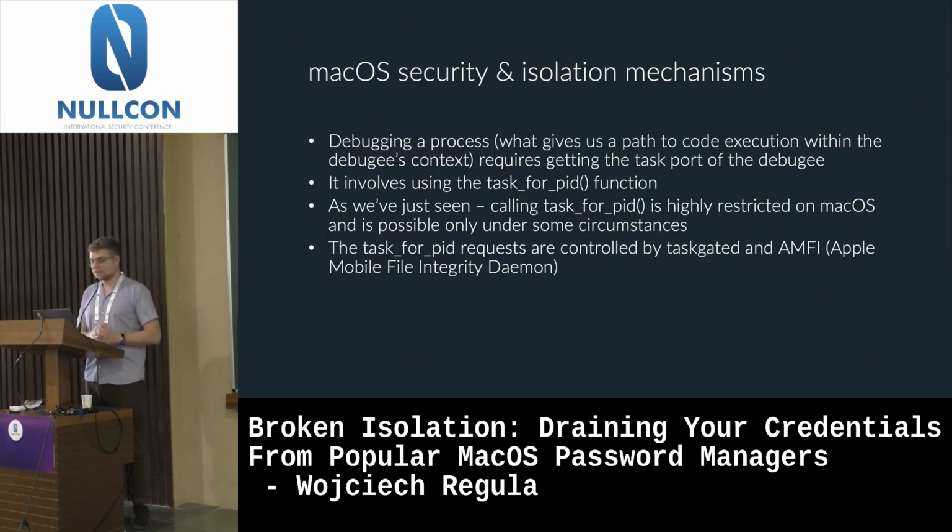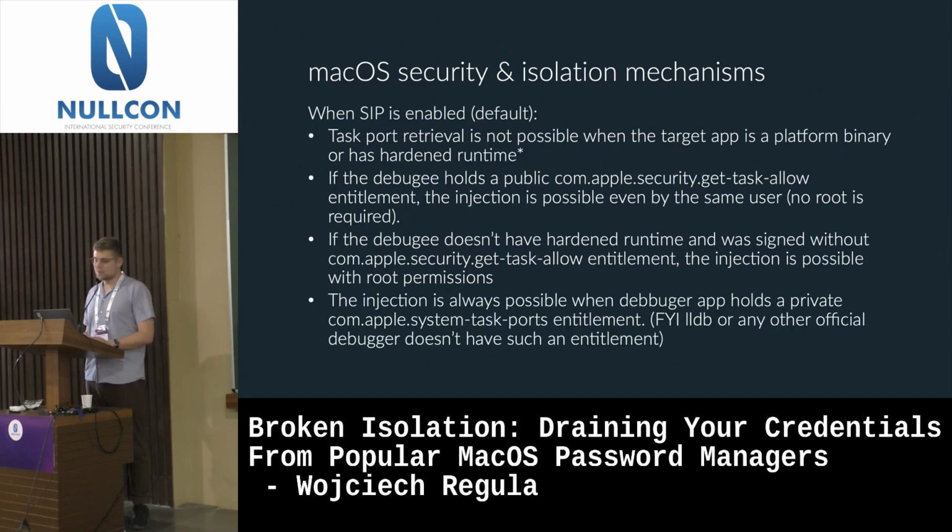So debugging a process, which of course gives you a path to code execution within its context, requires getting the task port of the debuggee. So it involves getting the task_for_pid function, as I've just shown you. And task_for_pid is the function, or the Mach trap, which is really restricted on macOS. The task_for_pid requests are controlled by the taskgated daemon and AMFI, which stands for Apple Mobile File Integrity daemon. So when System Integrity Protection is enabled, which is the default configuration, the task port retrieval is not possible when the target app is a platform binary or has a hardened runtime.